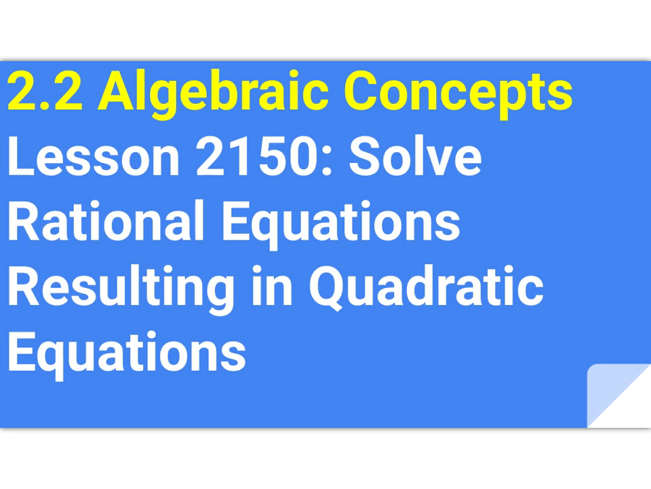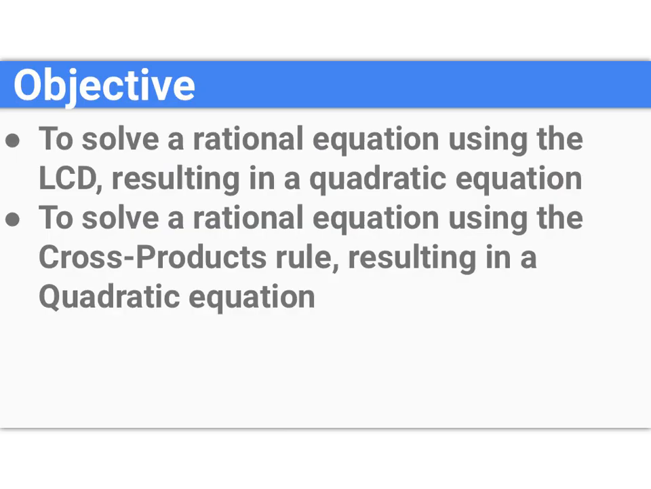If you have not watched the previous video, where we solved equations resulting in linear equations, please watch that before watching this one. So basically we have rational equations set equal to one another. What does that mean? We have two or more polynomial fractions set equal to one another, and so let's run through it.